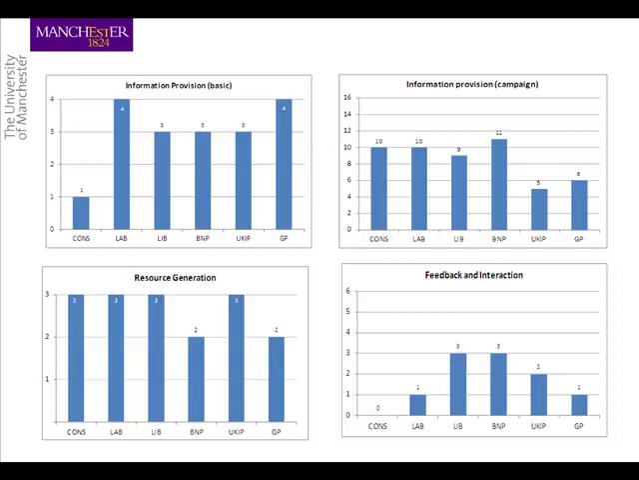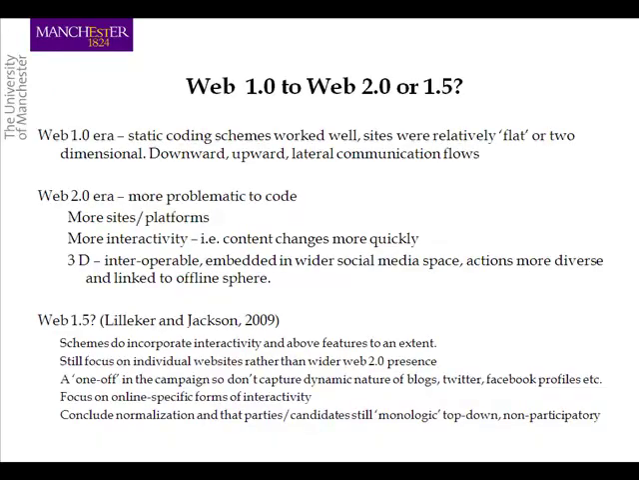Basic information, but most of them are providing some kind of campaign information. A lot of them are doing some resource generation. There are differences in terms of the feedback though, and that's always been the case, I think. And it is interesting that the Liberal Democrats, the BNP, and the Greens, all of the smaller parties, if you like, were doing more in feedback and interaction, which fits with earlier work in this area as well. So that's not changed that much. That's just to show you some of the results that you get from applying these methods. Okay, so Web 1 to Web 2 or Web 1.5.